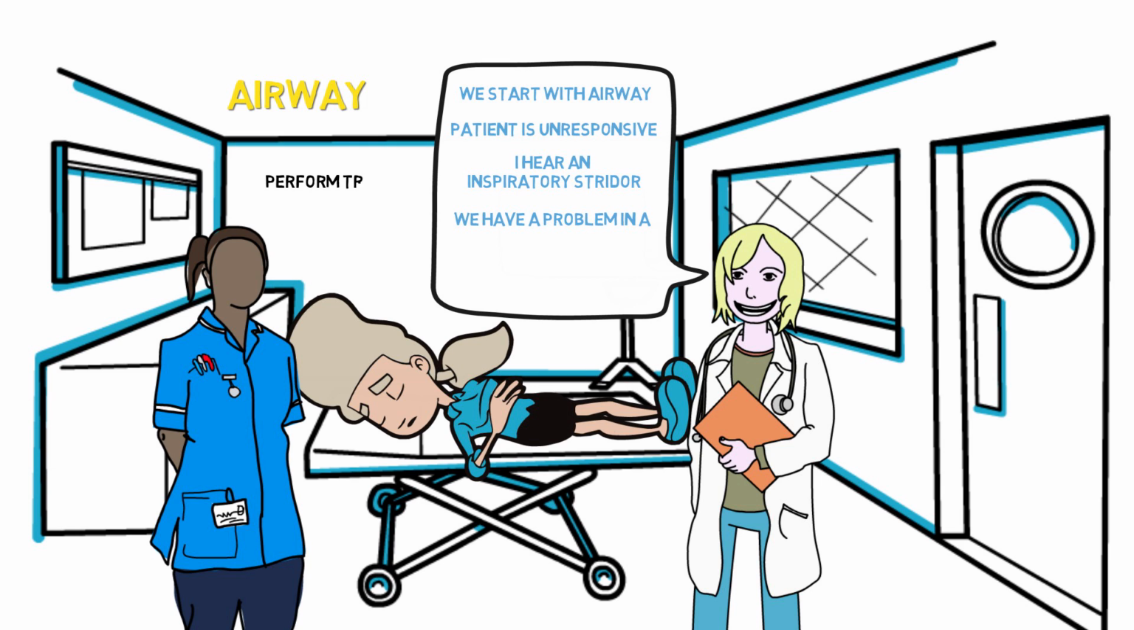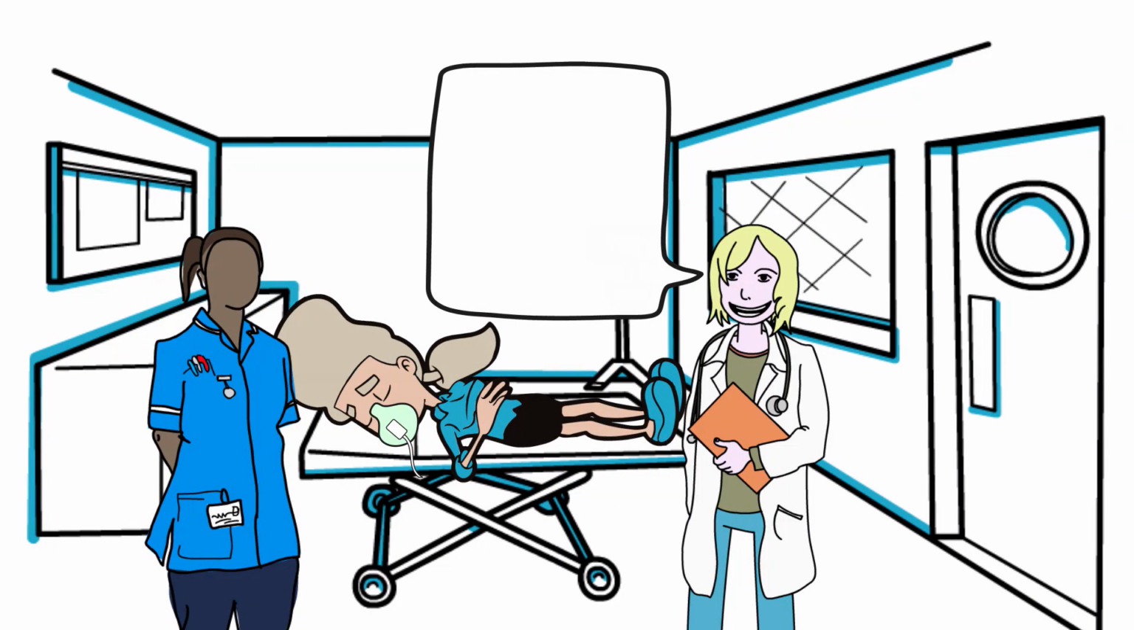You perform the triple airway maneuver. You feel for air coming out of the mouth. It is. And chest movement. Present. You administer oxygen through a non-rebreathing mask. You check if the stridor disappears with the triple airway maneuver. It does. So it was her tongue blocking the airway. You ask someone to take over the triple airway maneuver. We've addressed the stridor. Let's move on to B.